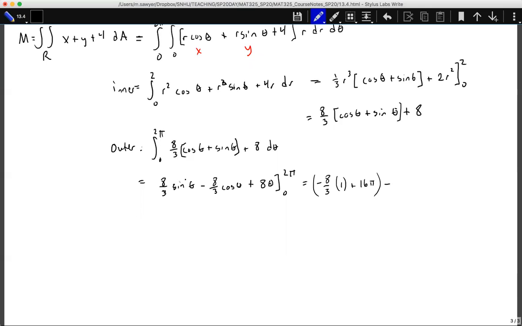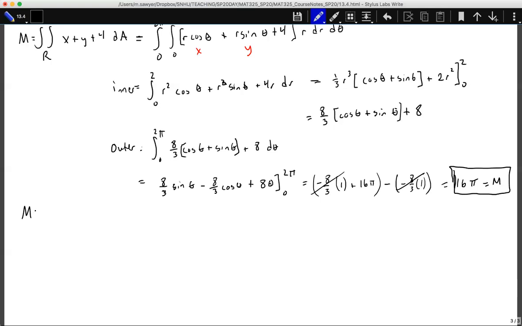And then we subtract off the value at 0. Sine of 0 is 0. Cosine of 0 is 1. So we get minus 8/3 here times 1 plus 0. And these two 8/3 cancel, and we're left with 16 pi as our mass of this disk.